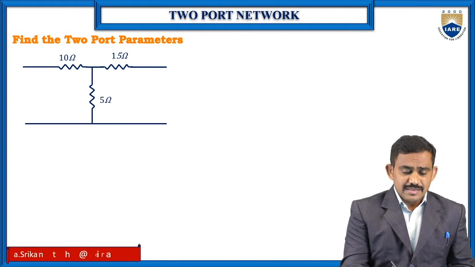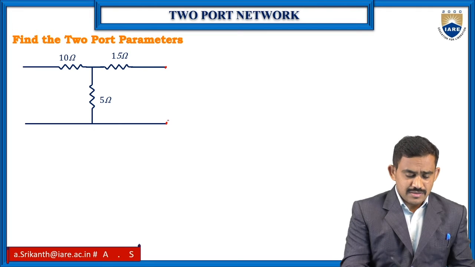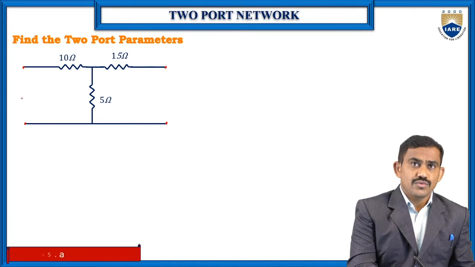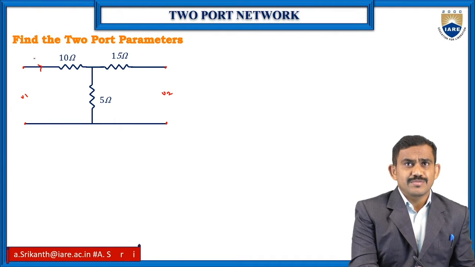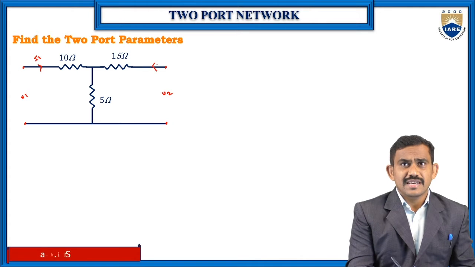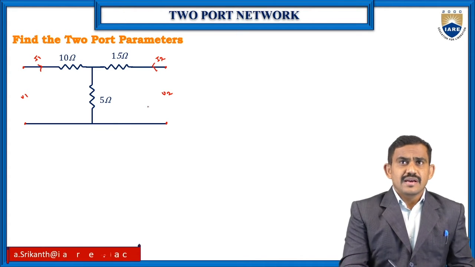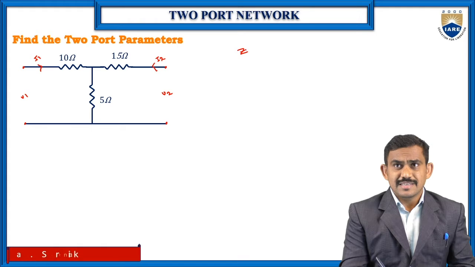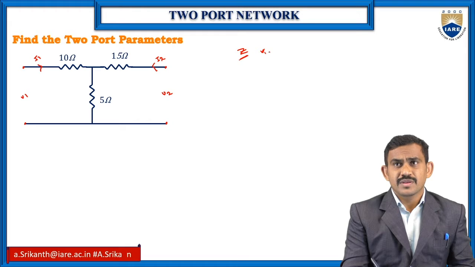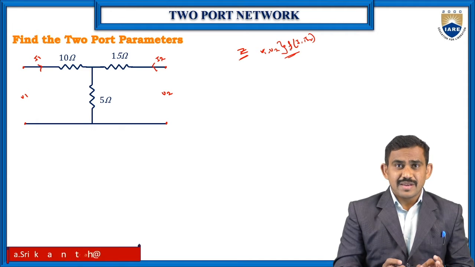For this network, just mention the voltages: V1 on the input side and V2 on the output side. Here we have input side current I1 and output side current I2. Now I want to move to the Z parameters. For Z parameters, the voltages V1 and V2 are in terms of I1 and I2. Am I right? That is the Z parameters formation.